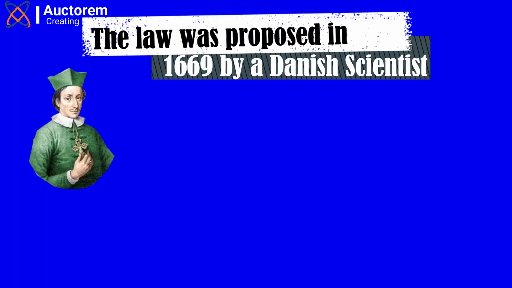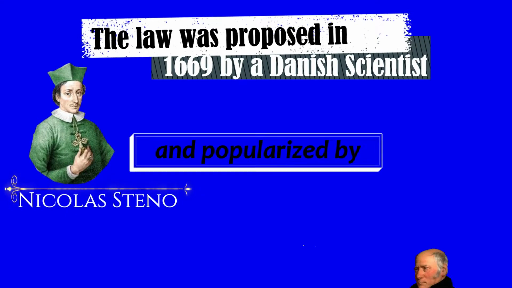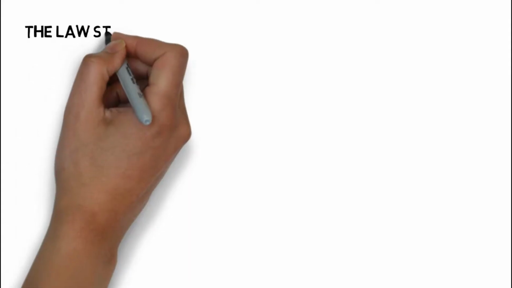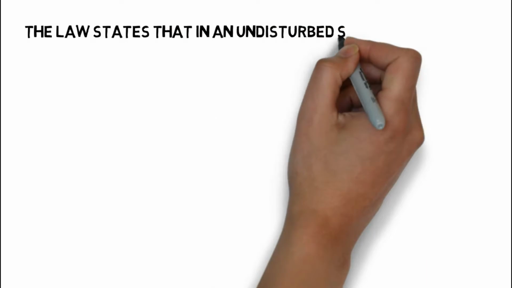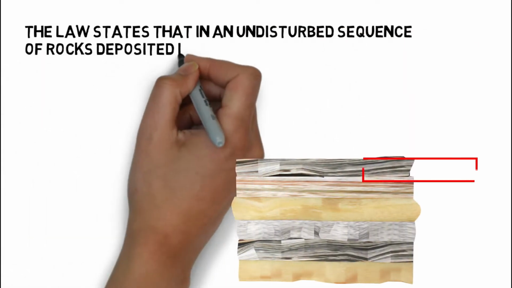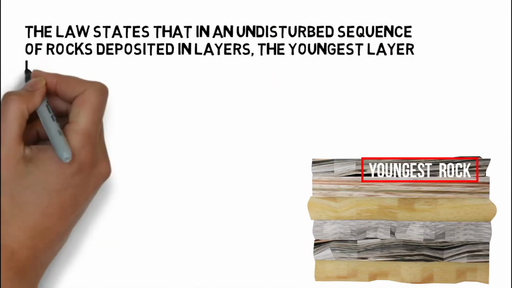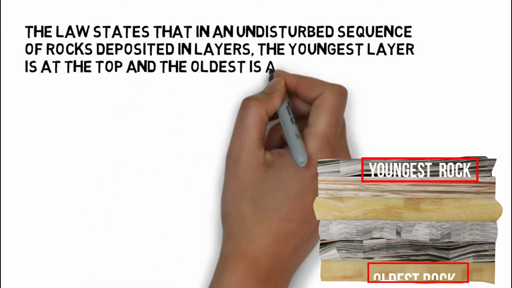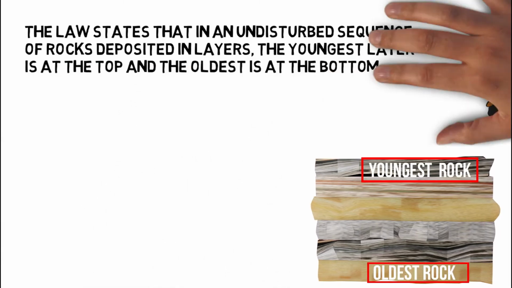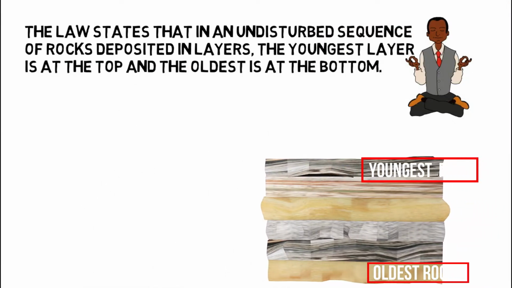The law was proposed in 1669 by a Danish scientist, Nicholas Steno, and popularized by William Smith. The law states that in an undisturbed sequence of rocks deposited in layers, the youngest layer is at the top and the oldest is at the bottom. Very simple and straightforward law.